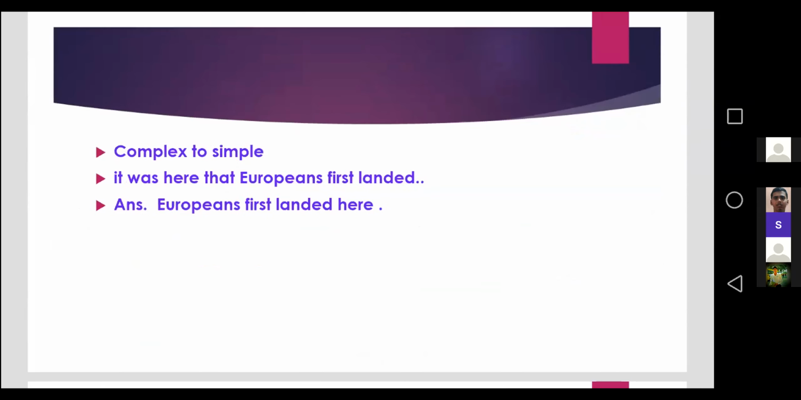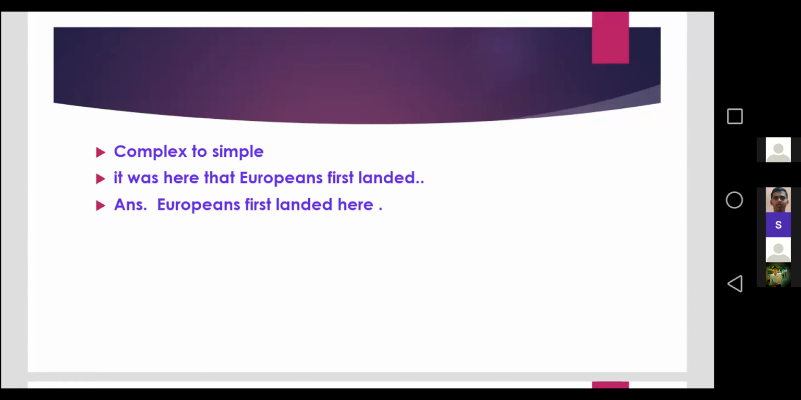Next is complex to simple. In case you have complex to simple, that means you have two clauses, one independent and one dependent. You have to again club them in such a way that you're getting only one independent clause before you make it simple. So, it was here that Europeans first landed. Okay. So, Europeans first landed here is the simple form that you can change.